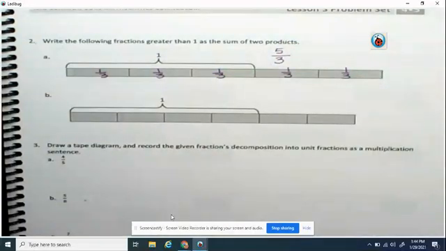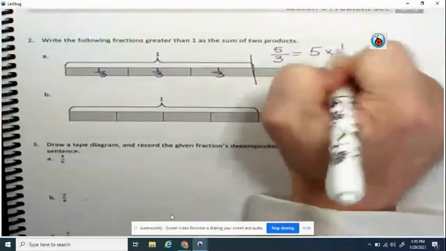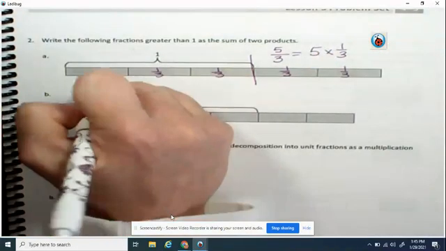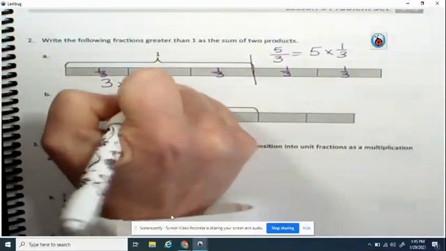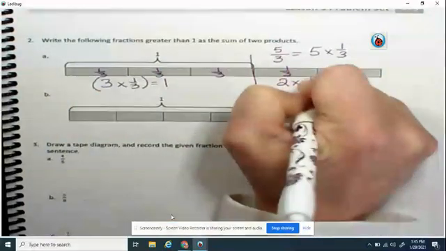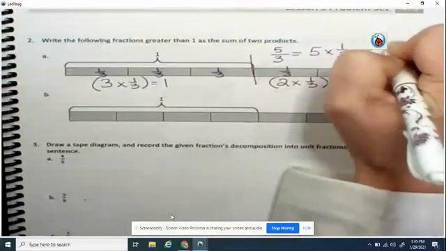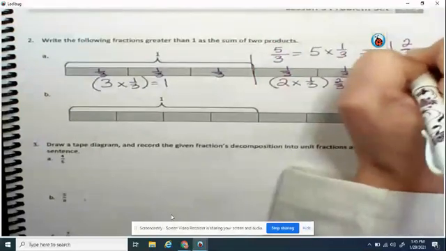So this is equivalent to 5 thirds. Write the following fractions greater than 1 as a sum of 2 products. Okay, so what we're going to do for this one is separate out the whole from the part. This is definitely going to be 5 times 1/3 because there are 5 1/3s. But it could also be 3 times 1/3 because 3 times 1/3 equals my 1 whole, right? And then it's also 2 times 1/3 because 2 times 1/3 equals my 2/3. So 5 thirds equals 1 whole and 2 thirds.